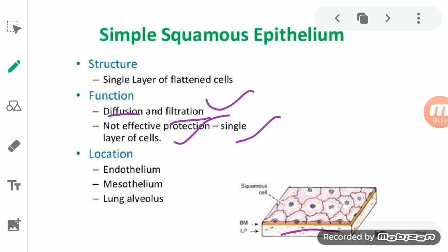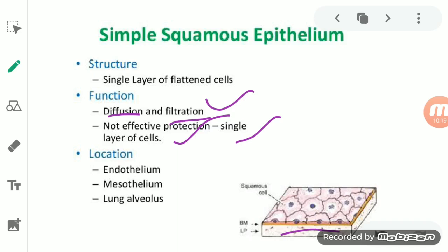So it is present in the esophagus, in the lining of the nose and the alveoli, as well as the capillaries. The lining of the capillary is also made up of squamous epithelium. Now the function of the epithelium, it helps in diffusion, students, as it helps in the exchange of gases, as well as the exchange of food substances.